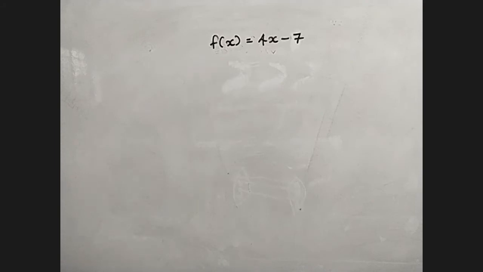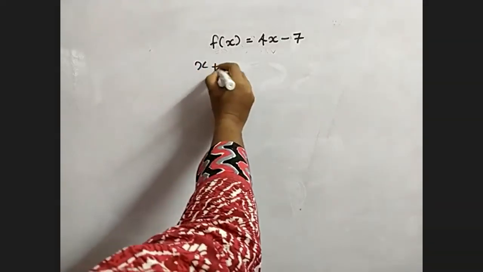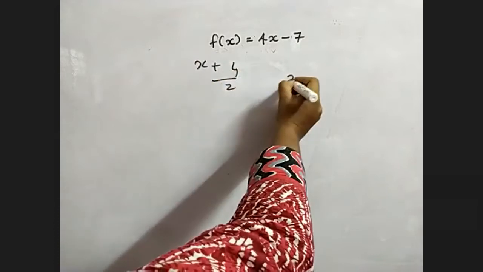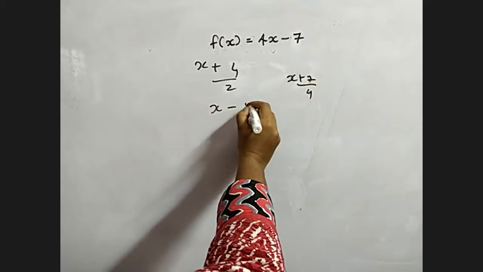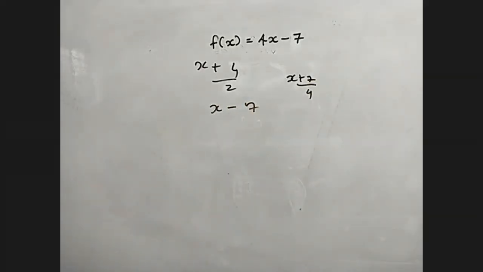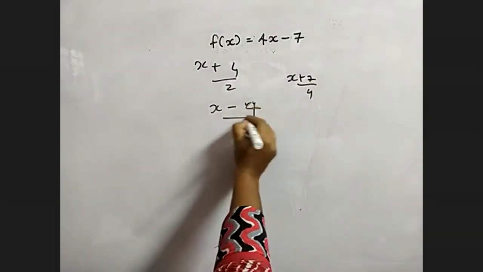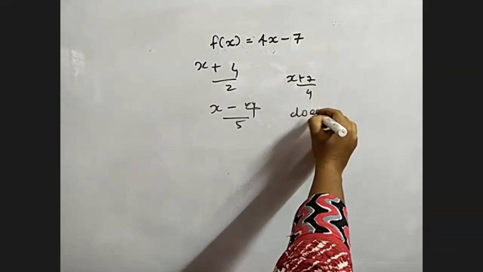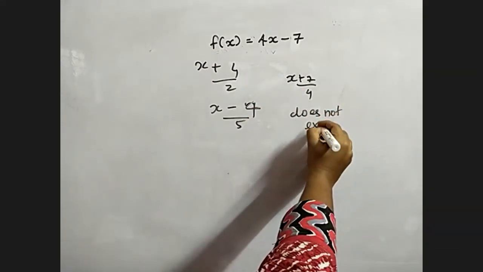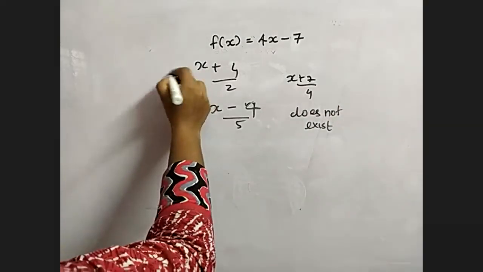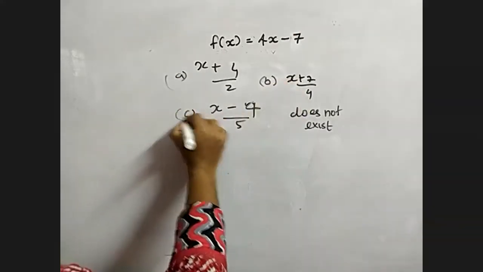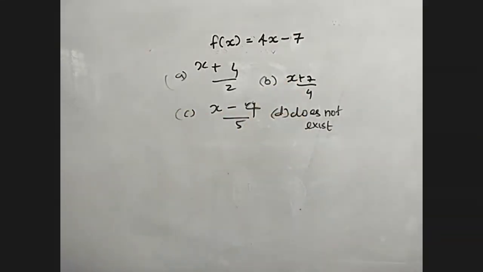Options. There are 4 options: x plus 4 by 2, x plus 7 by 4, x minus 7, x minus 4 by 5, and does not exist. These are the options: first option, second option, third option, fourth option. Just write them down.